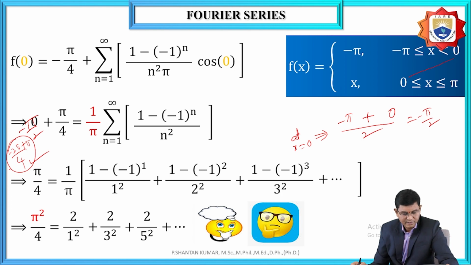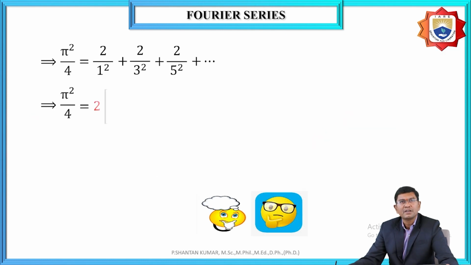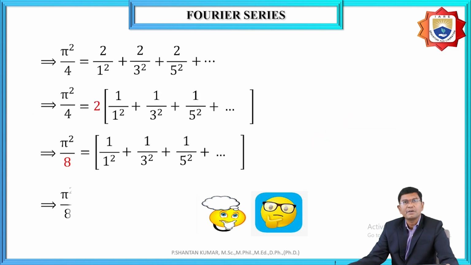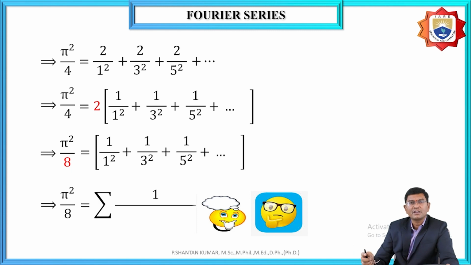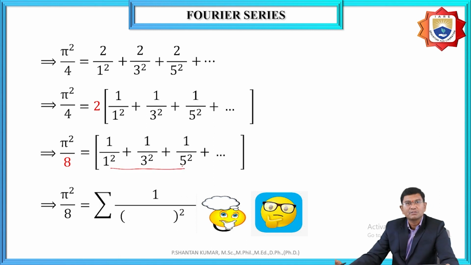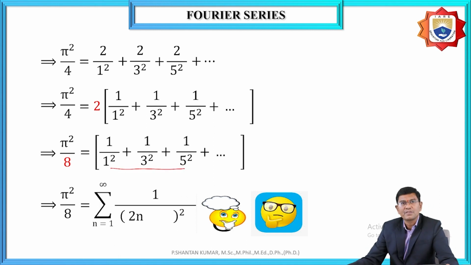Something we need to check. Yeah. It is clearly pi square by 8 is equal to 1 by 1 square and so on. Therefore, finally, it is in the form of the denominator, clearly showing 2n minus 1 whole square, is the problem.